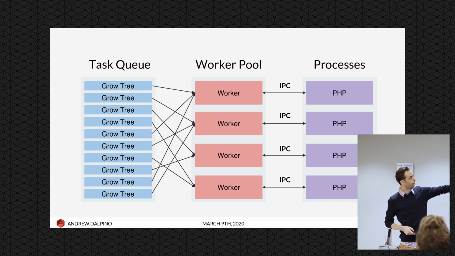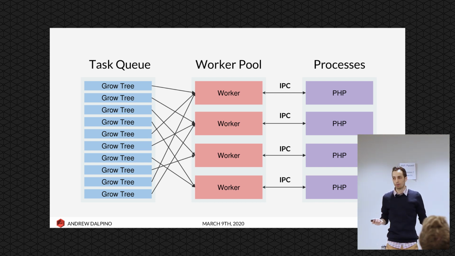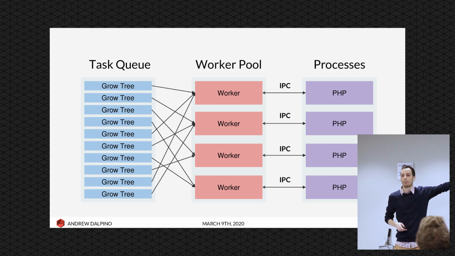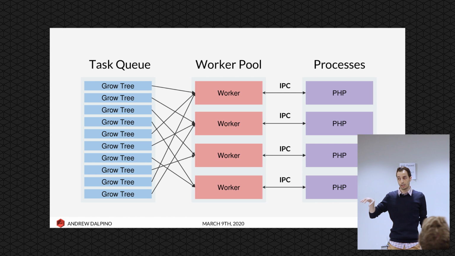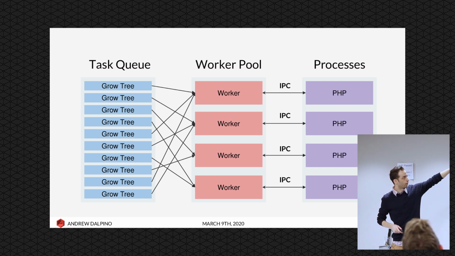Let's say we have a bunch of grow tree tasks. We have 10 of them, and we have 4 cores on our CPU, let's say. So we spin up 4 workers. The task queue and the worker pool are both part of our application, and they're running concurrently. Then we have 4 PHP processes that are running separately. So these are 4 PHP interpreters running as different processes on our computer. What we do is we just multiplex the tasks over the worker pool. They're assigned first come, first serve, basically.